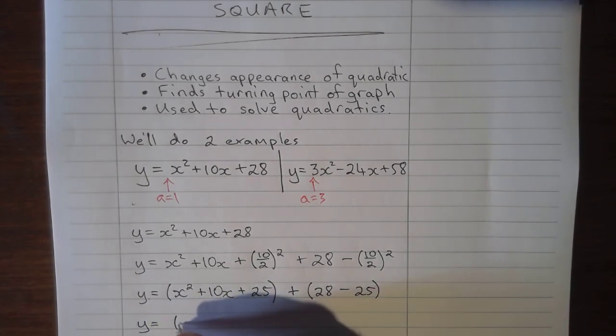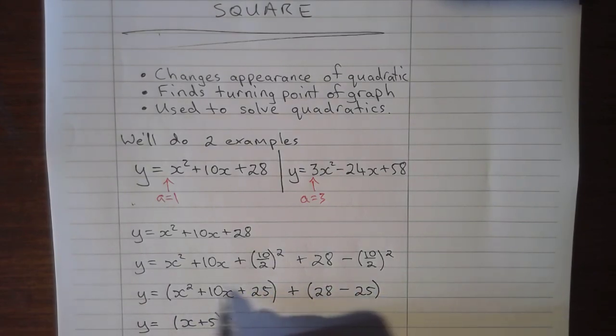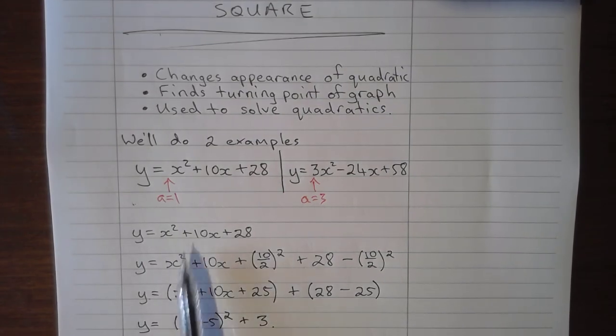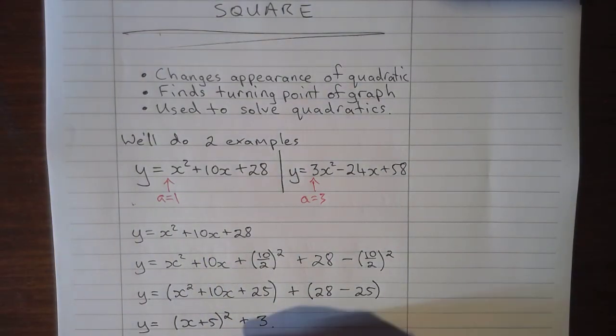Well, those numbers are just 5. 5 times 5 is 25, 5 plus 5 is 10. So we can factor that as (x plus 5) times (x plus 5), or the square of (x plus 5). Over here, easy simplification: 28 minus 25 is 3. And this is what we call the completed square form of this quadratic. Now, maybe if you've already been doing some graphing of quadratics, you might recognize this as the turning point form, where values here tell us about the turning point of the graph.